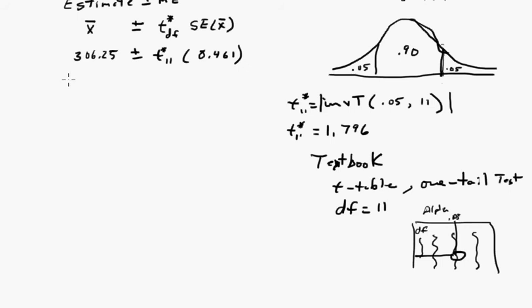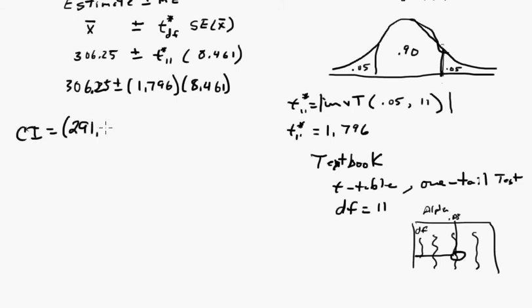Okay, so now we have 306.25 plus or minus 1.796 times 8.461. So if you do that, our margin of error becomes 15.20. So we're going to multiply this and then add and subtract. I'm assuming you know how to do that. We're going to get 291.05 to 321.45.